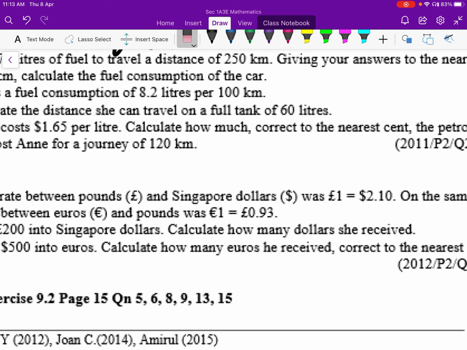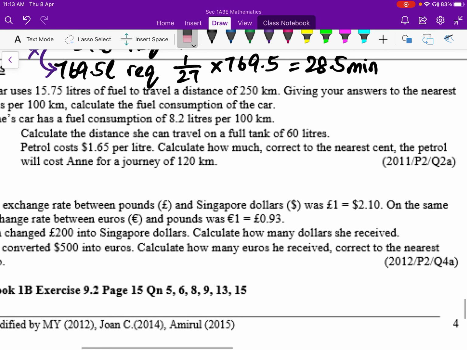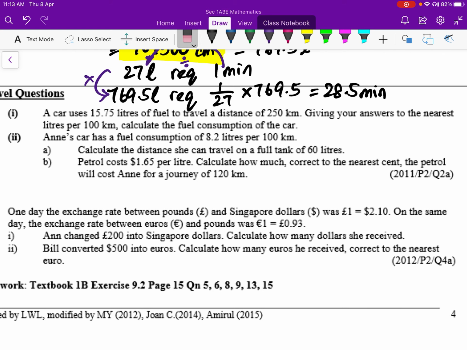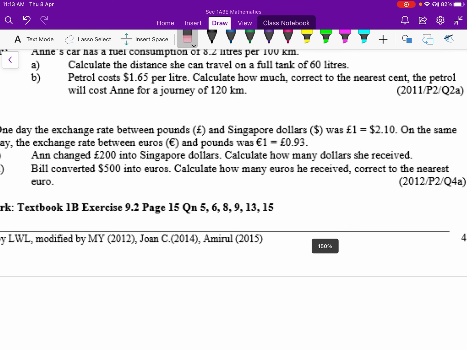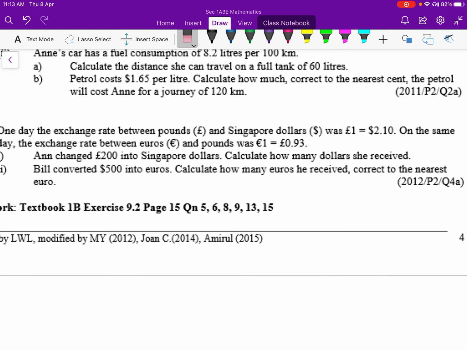Now, between pounds and Sing dollars, 1 pound equals $2.10. On the same day, the exchange rate between euro and pound: 1 euro is 0.93 of a pound. Now let's see what Anne did. She changed 200 pounds into Singapore dollars. How many dollars did she receive?